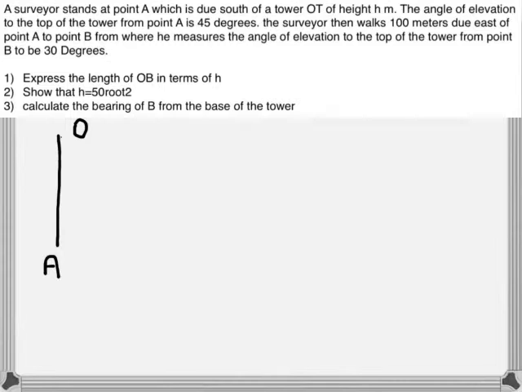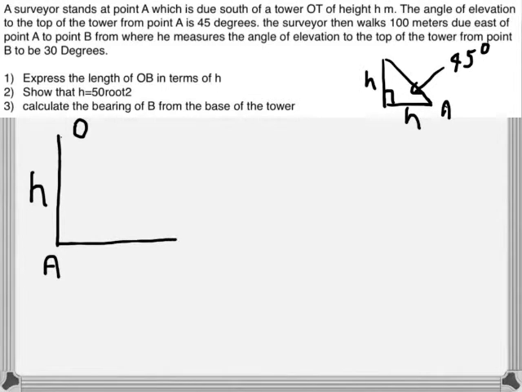Now if you think about that, there's A, there's the top of the tower, that angle there is 45 degrees, then that must mean that if H is the height of the tower, this distance is also H. So we can label our other diagram, this is distance H. The surveyor walks 100 metres due east, and of course that's 90 degrees. There's point B.